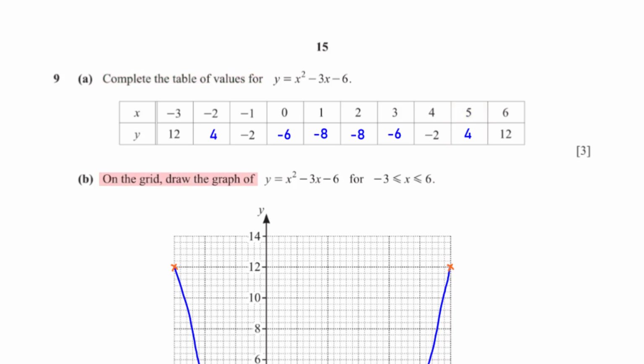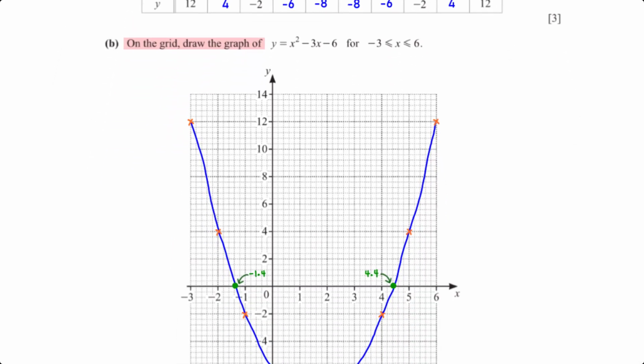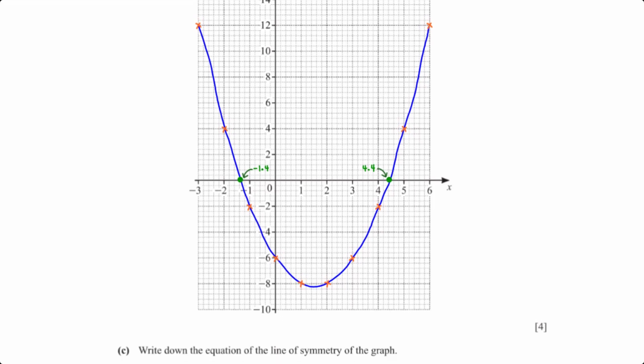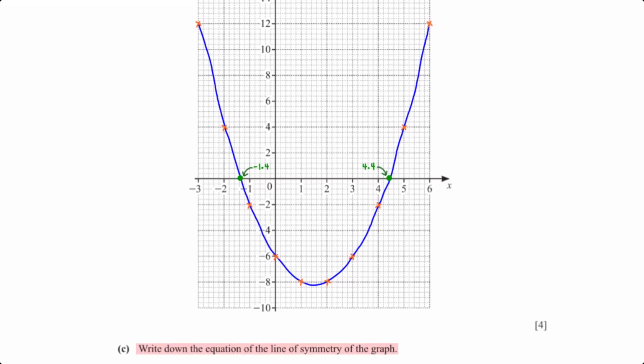On the grid, draw the graph of y = x² - 3x - 6 for x greater than or equal to -3 and less than or equal to 6. On the grid, we plot all the points in the table and connect the points with a smooth line. Write down the equation of the line of symmetry of the graph. The line of symmetry of the graph is the line that splits the graph into two mirror halves. On the grid, we see that this line is x = 1.5.